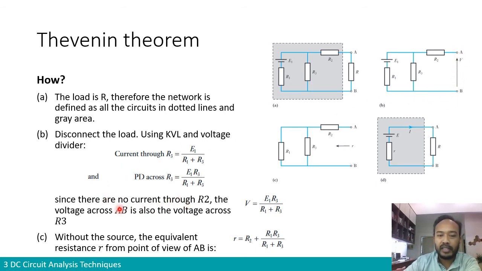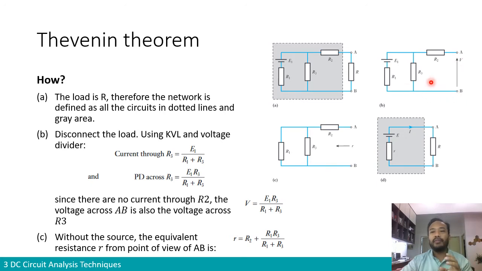So you get the voltage across R3, which is also the voltage across AB. As I mentioned just now, since there is no current through R2, the voltage across AB is also the voltage across R3. So we're going to call it V, VAB, over here. It equals E1 R3 divided by R1 plus R3. So for now, that is the voltage across AB.